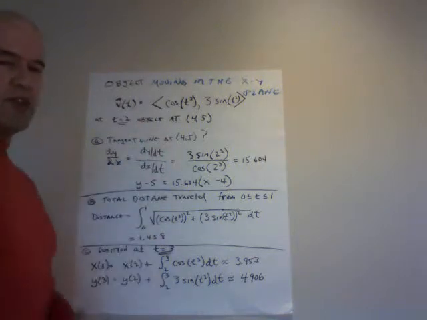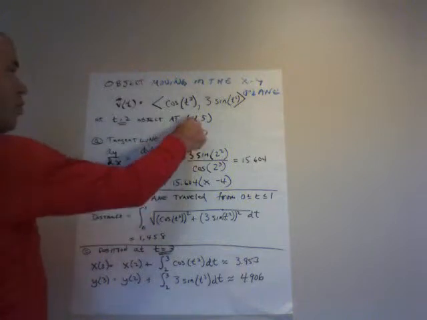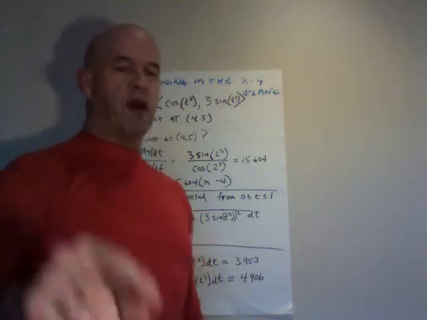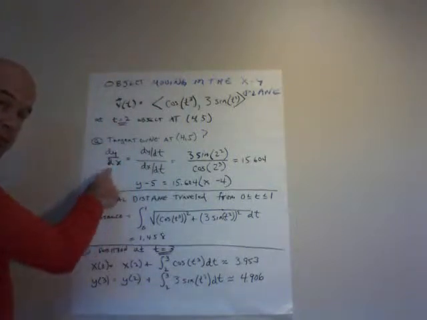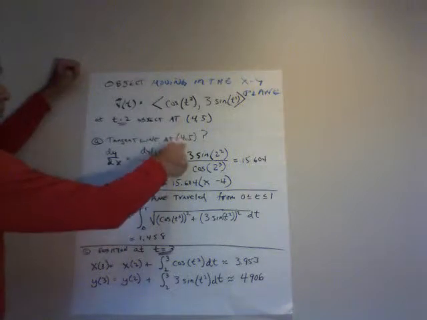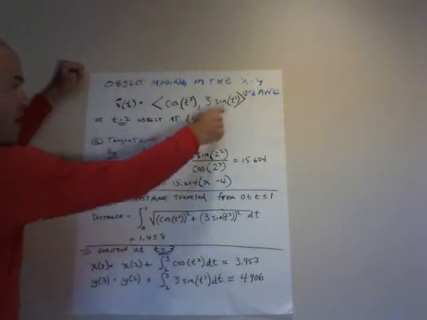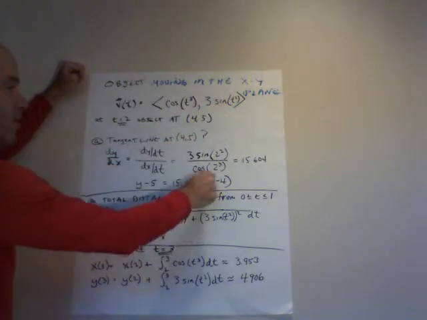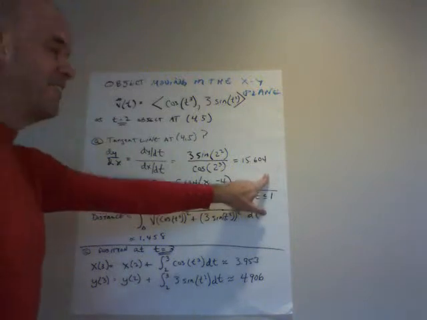So first question, just testing your knowledge about tangent lines, is what's the tangent line at the point 4, 5? Well, how do we get tangent lines? We calculate the slope of the curve. And the slope of the curve is dy dx, which is dy dt over dx dt. So at 4, 5, that's t equals 2, I plug in 3 sine 2 squared. Remember, this is dy dt here. And cosine 2 cubed, I get 15.604, 3 decimal places.